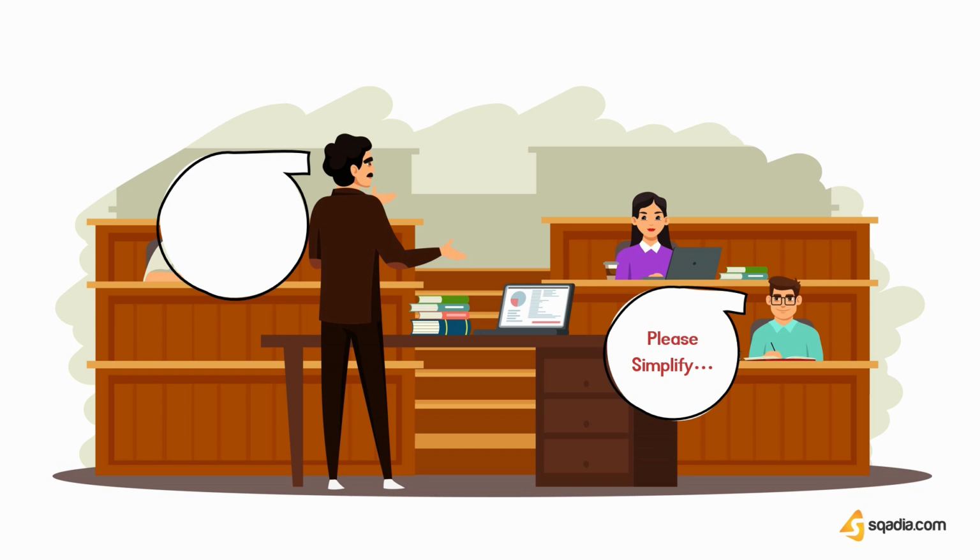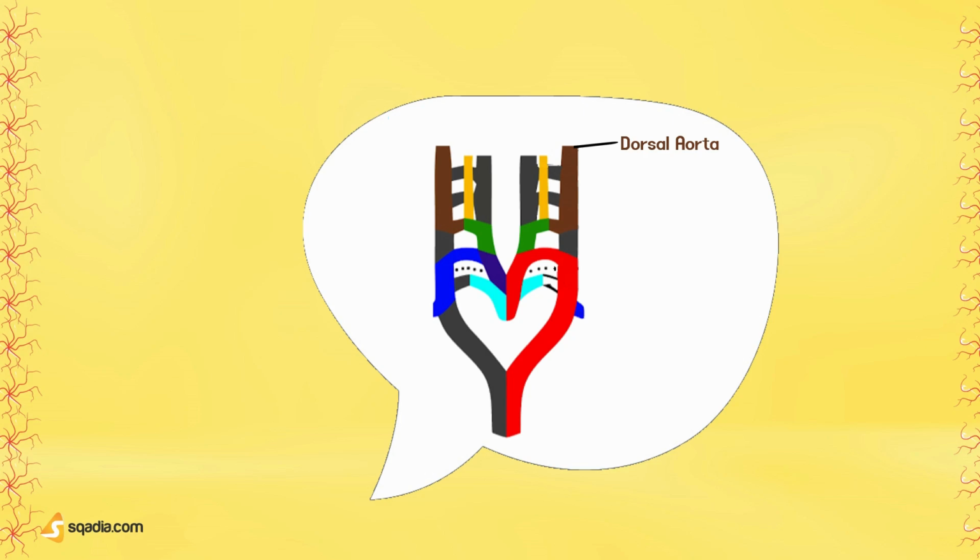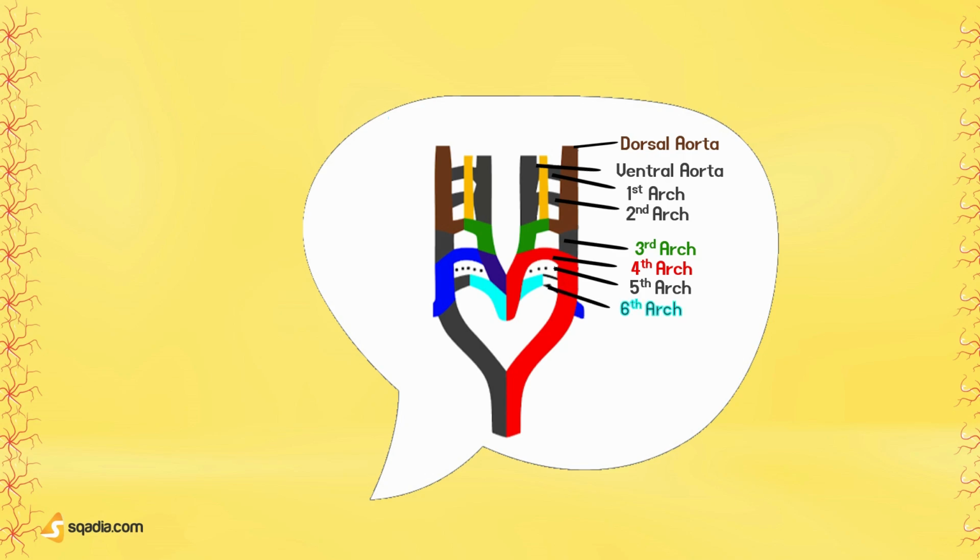Yes, class. I made this diagram, guessing it'll be helpful. This is the dorsal aorta. This is the ventral aorta. This is the first arch. This is the second arch. This is the third arch. This is the fourth arch. This is the fifth arch. That will degenerate, so it is shown as a dotted line. This is the sixth arch. Now, let's memorize the fate of the aortic arches using different mnemonics.